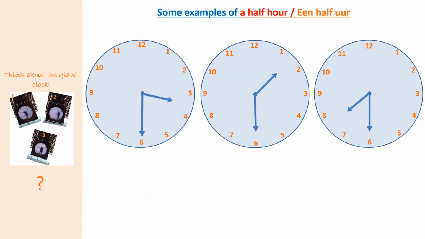Here are some examples of a half hour. Een half uur. Het is 3:30. Het is 1:30. And het is 7:30.